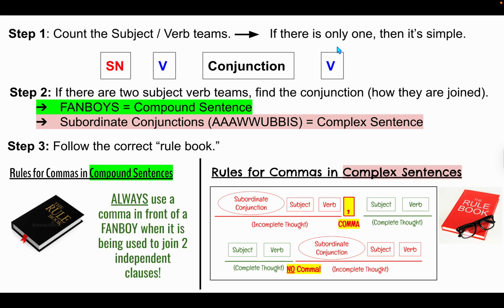The main mistake that kids make on this quiz year after year is they forget that to be a compound or complex sentence, there must be two clauses. So right here, if I have a sentence with a subject noun and two verbs joined by a conjunction, I don't have two clauses because I don't have two subject verb teams. We've talked about this a lot in class. You'd have to have a subject and a verb here, and then the conjunction, and then another subject and a verb here.